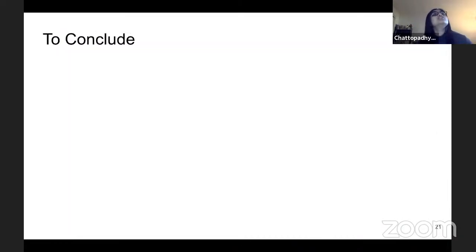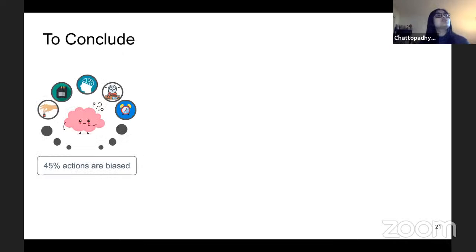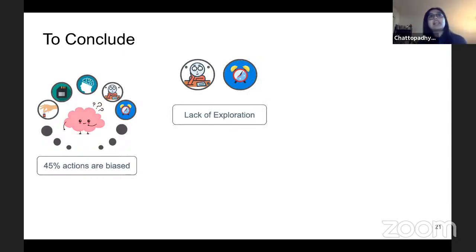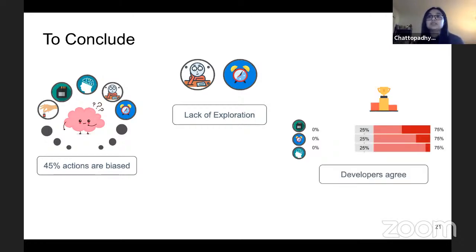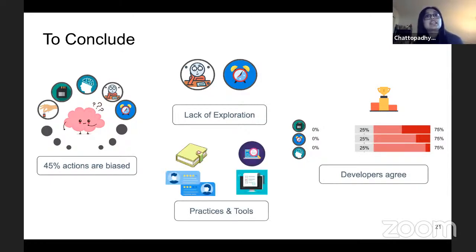So to conclude, we find that almost 45% of the actions developers take are biased, which lead to a lot of rework, loss in time, a lack of exploration, even having a hard time maintaining context as they have to constantly go back and preserve and recall the context that they were working with. More or less, developers are aware that biases exist and they exist at a very high rate. However, they do say that there's a lack of tools that can help them.